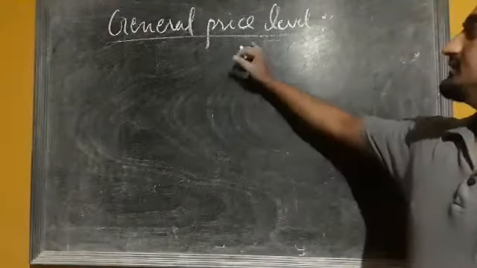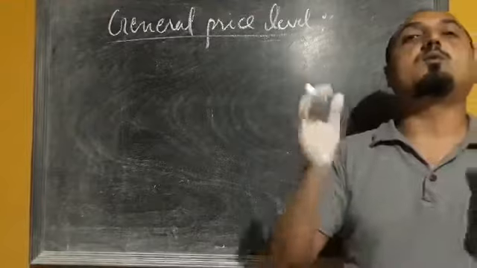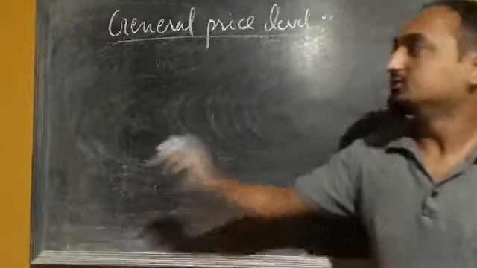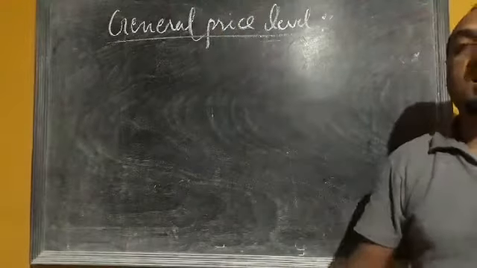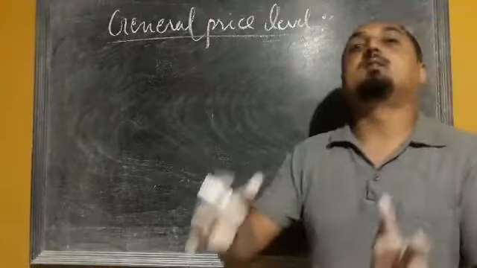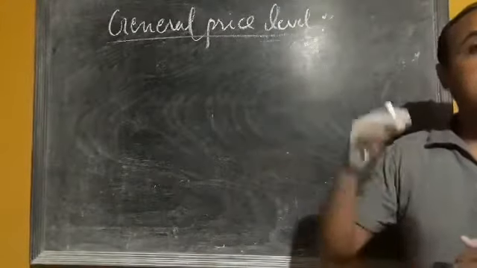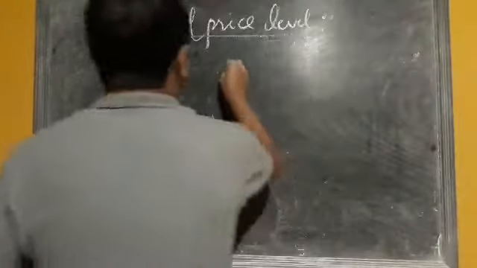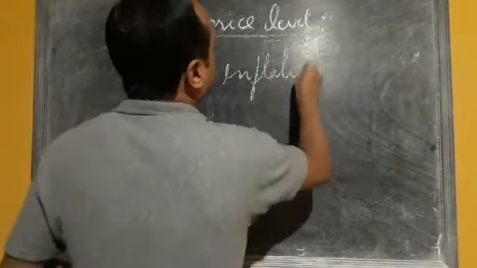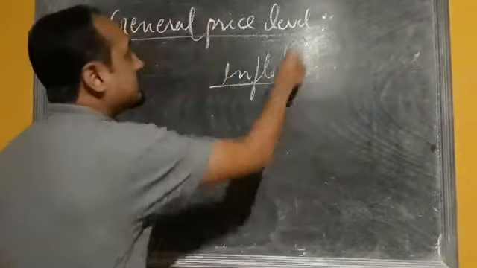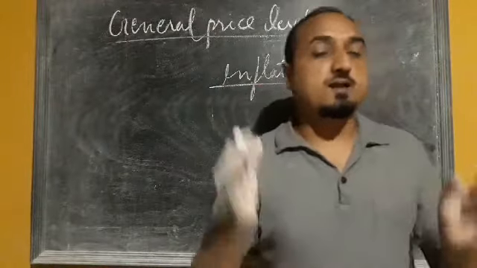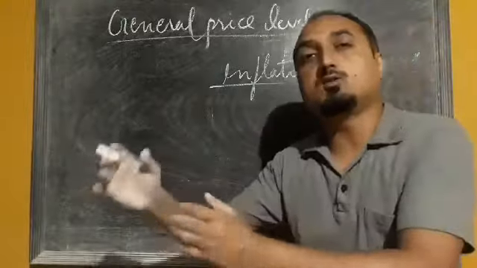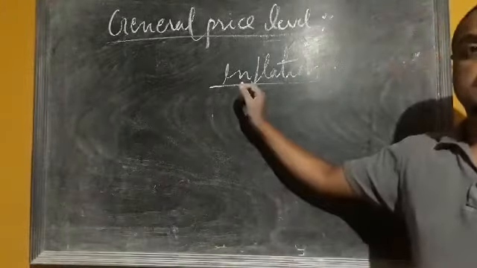Once again, the general price level means the average prices of all the goods and services produced in an economy. So that concept is called what? General price level. Now this general price level may increase or decrease. When the general price level increases, that concept is called inflation. So what is inflation? Inflation means the persistent or appreciable or general rise in the price of all the goods and services.